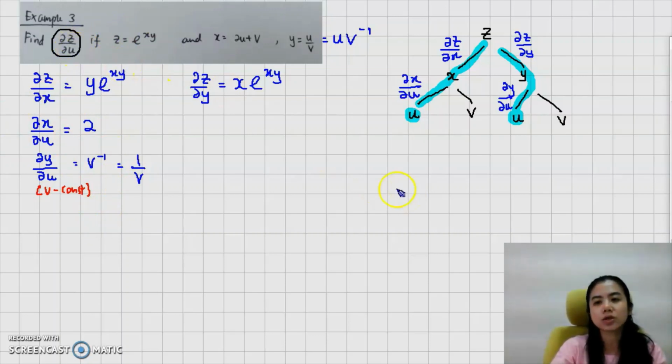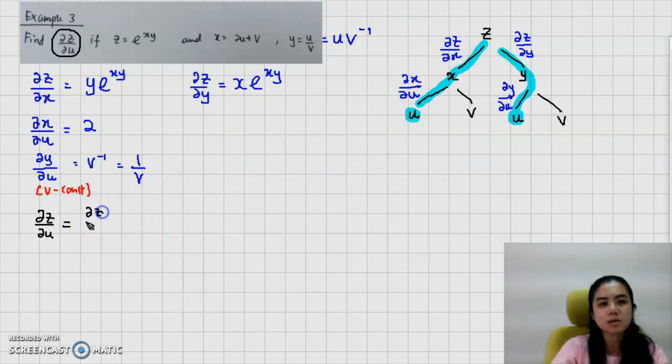So let's look at the chain rule. We have to find del z, del u. So del z, del u can be obtained from this picture. That is the first branch that you see, del z, del x multiplied with del x, del u, plus the second branch we have del z, del y, but with del y, del u. Alright, so let's just do the multiplication.